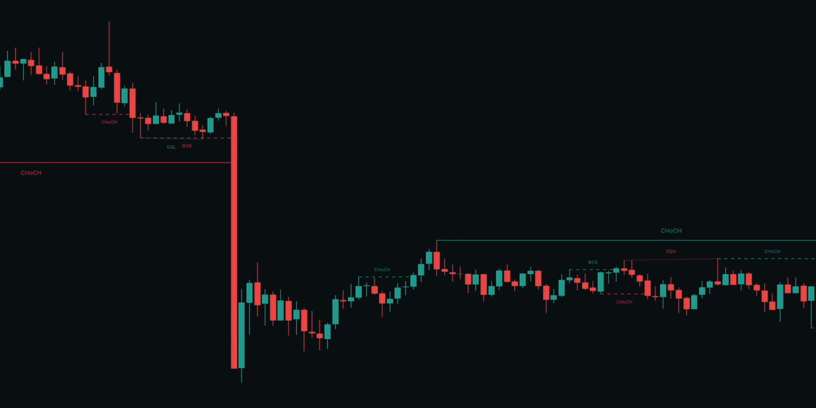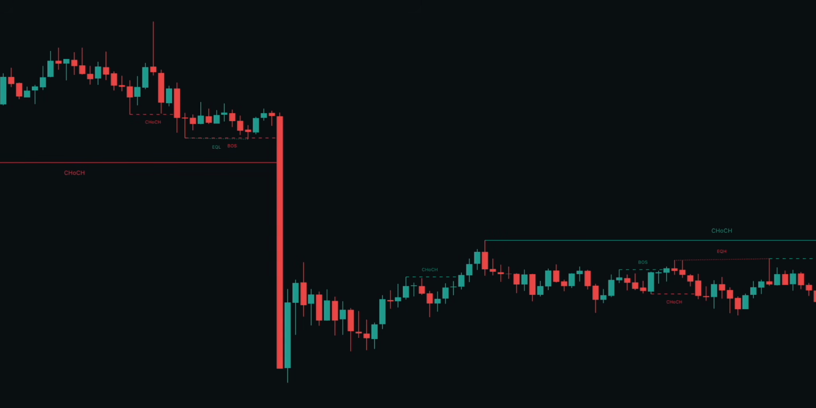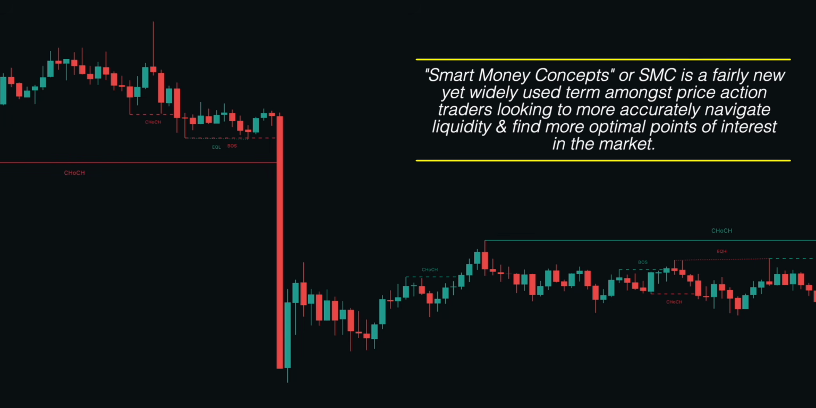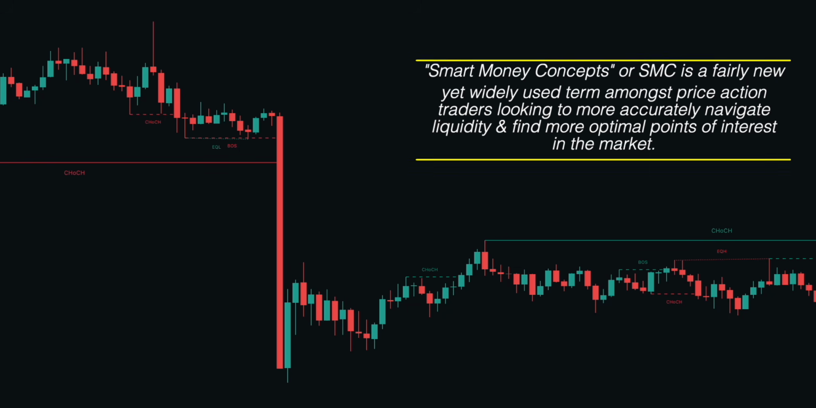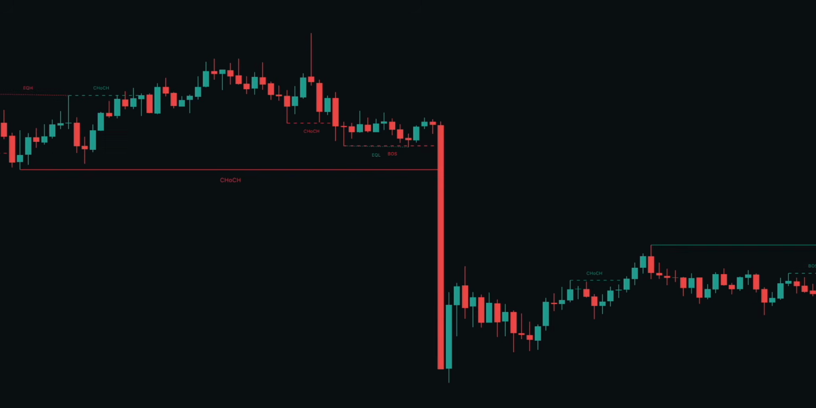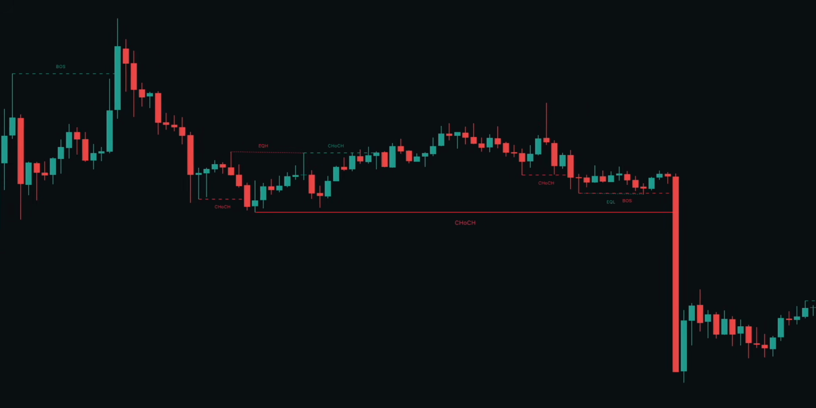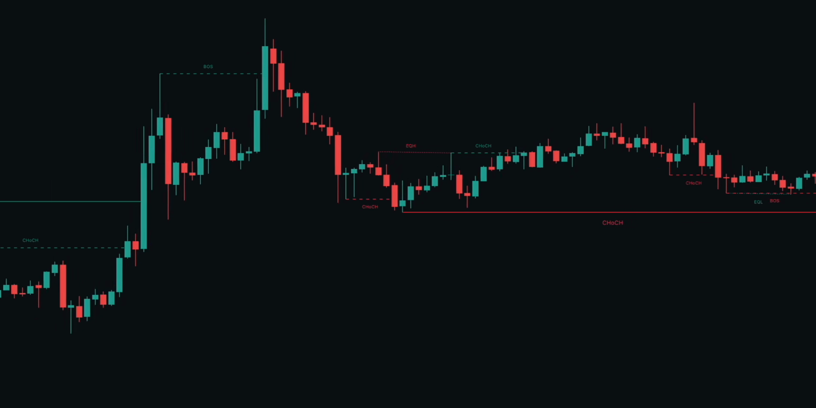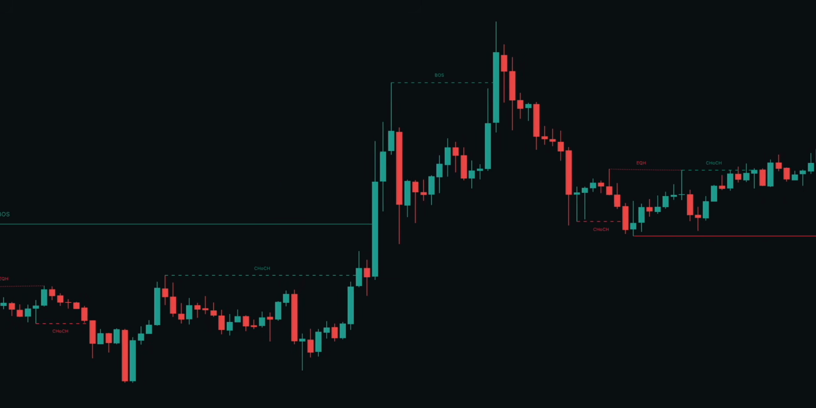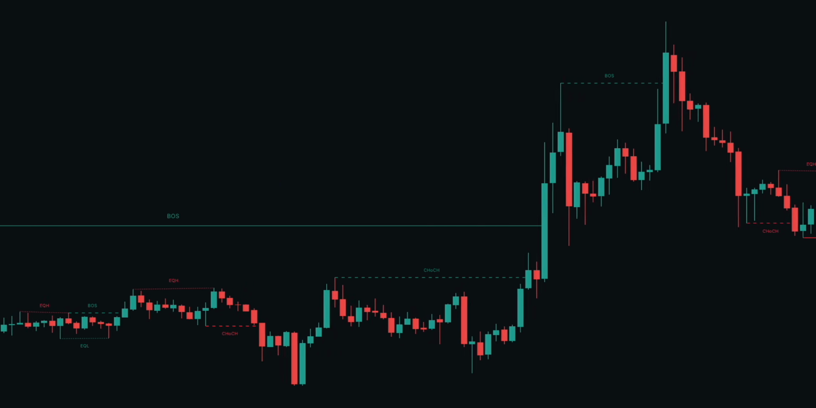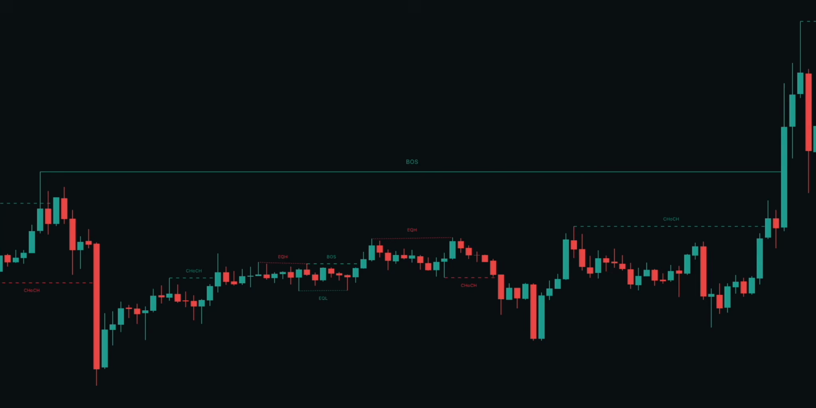And why is it so necessary to understand? Smart money concepts, or SMC, is a fairly new yet widely used term amongst price action traders looking to more accurately navigate liquidity and find more optimal points of interest in the market. Trying to determine where institutional market participants have orders placed can be a very reasonable approach to finding more practical entries and exits based on price action.